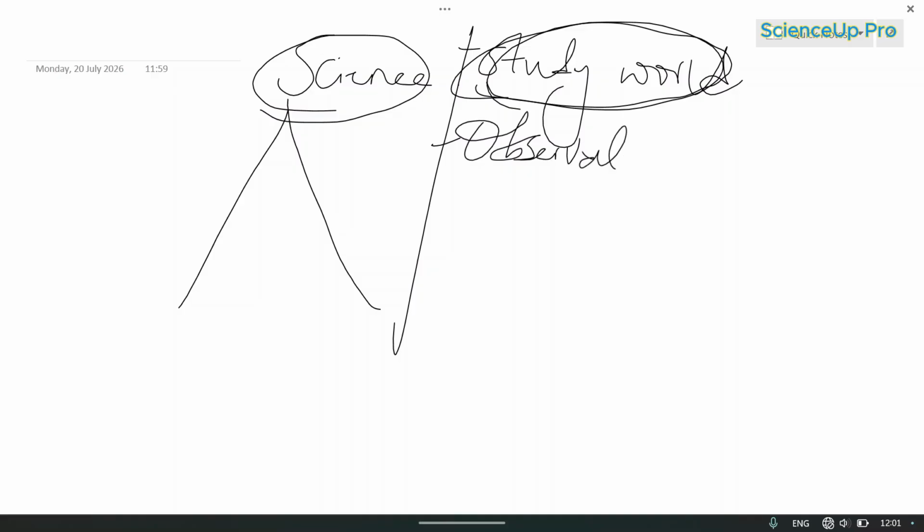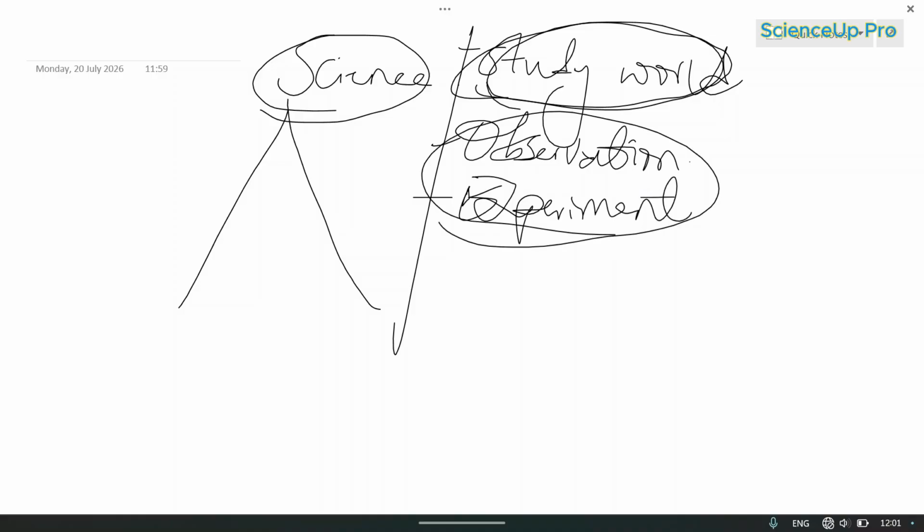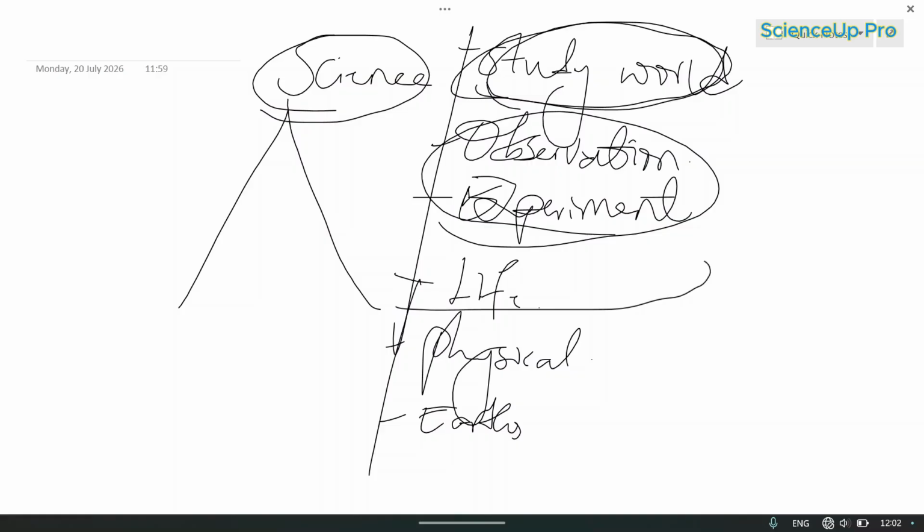Yes, observe with your eyes. There are many things you can observe with, right? Experiments and so many other aspects of study also help us to understand the natural world. Science is also divided into branches. You have life science, we have physical science, and we have earth science. Life science is a branch of science that helps us to understand life.